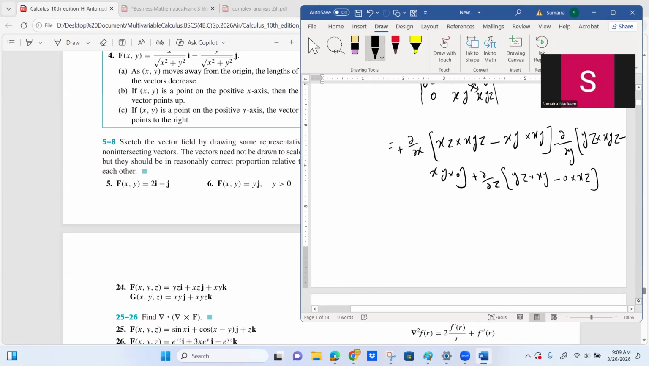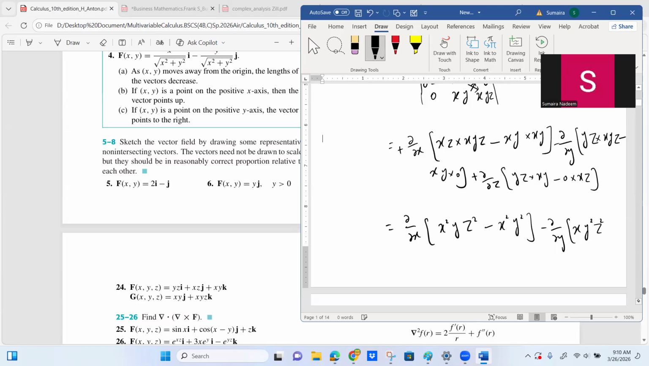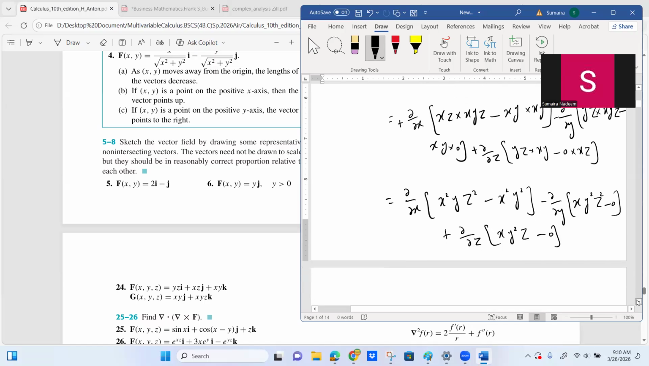Then afterward its value is partial by partial x of x square y z square minus x square y square, minus partial by partial y of x y square z square minus 0, plus partial by partial z of x y square z minus 0. Now I have to take the derivatives accordingly.